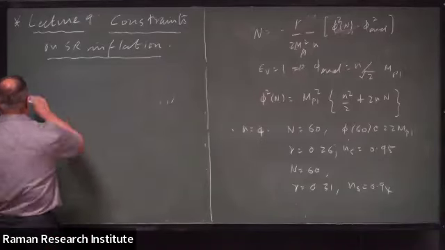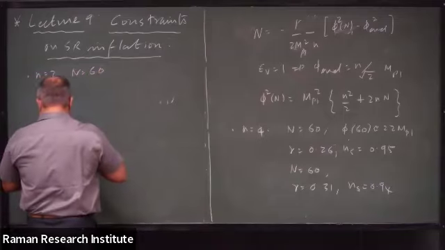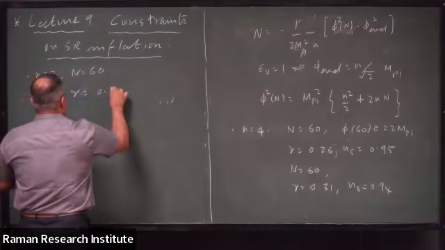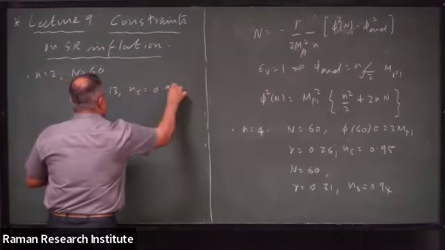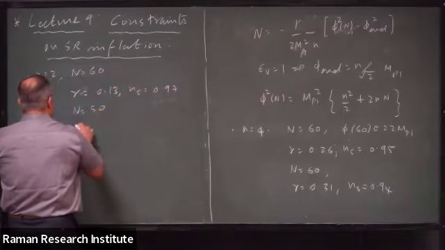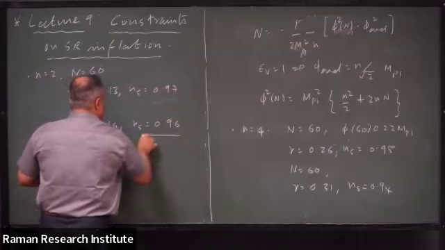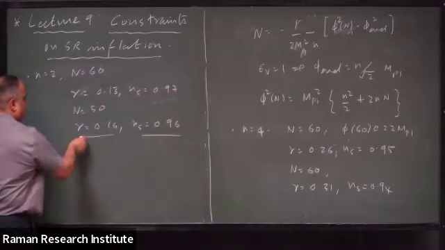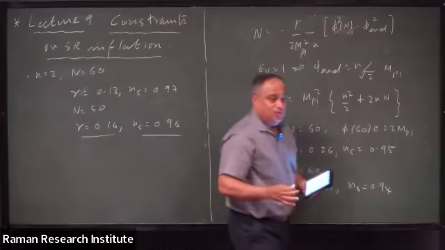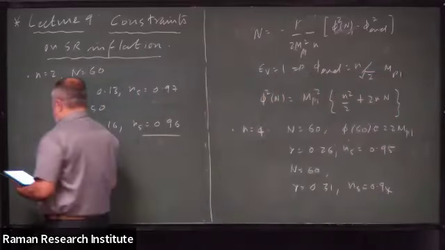Now if you consider n equal to 2, and then N equal to 60, I will let you calculate. R happens to be about 0.13 and NS is 0.97, and for N equal to 50, R happens to be 0.16 and NS is 0.96. This fits the data very well, but R is large. So a half m squared phi squared model is also ruled out by the data.